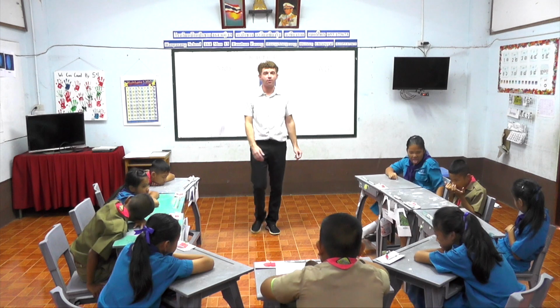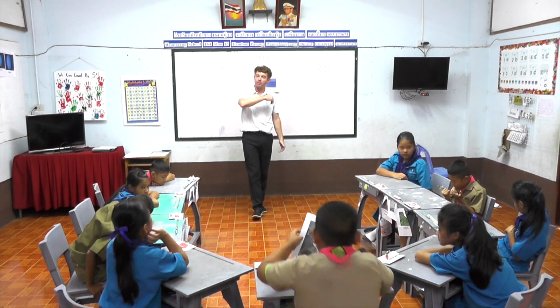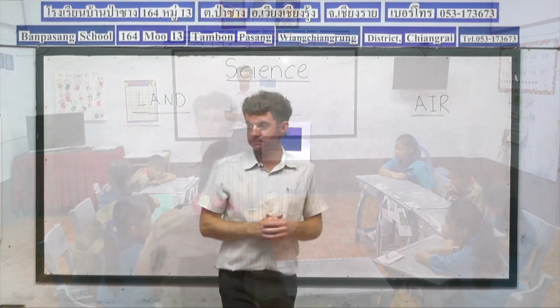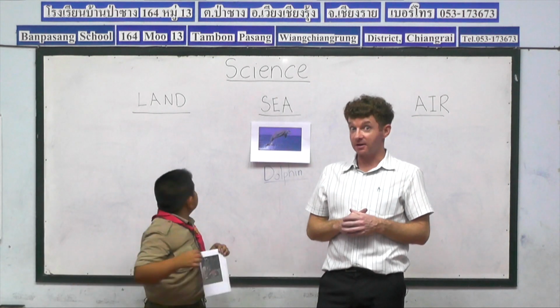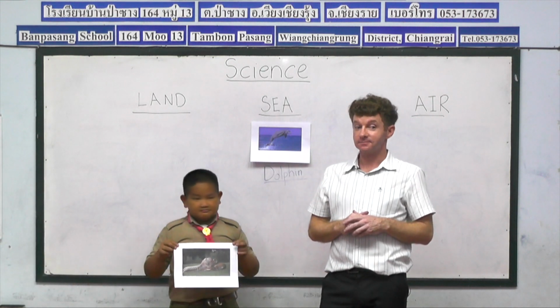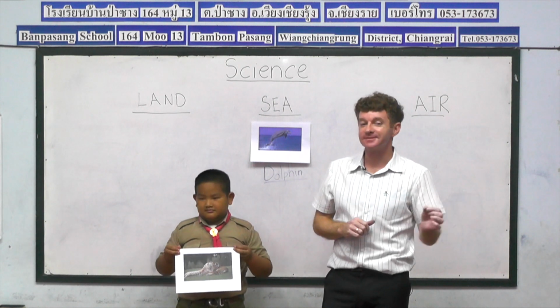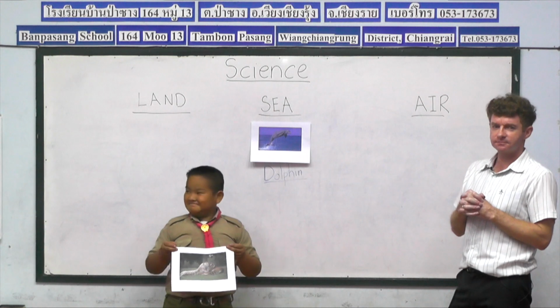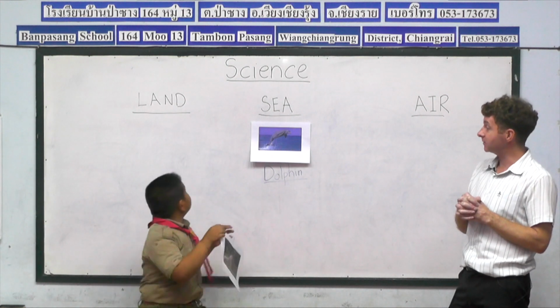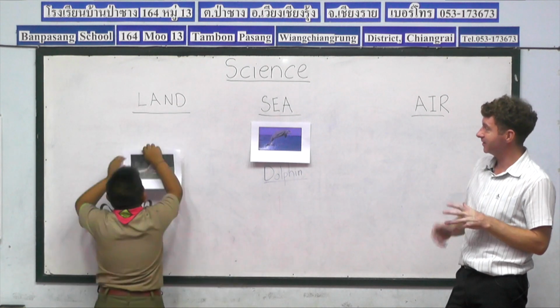And now the flashcard is with Net. So Net, can you bring your animal forward, please? What animal does Net have on his flashcard? Tiger. How many? 2 tigers. Remember, plural. Now, where do the tigers live? Land animal. So Net, can we place it in the correct category?